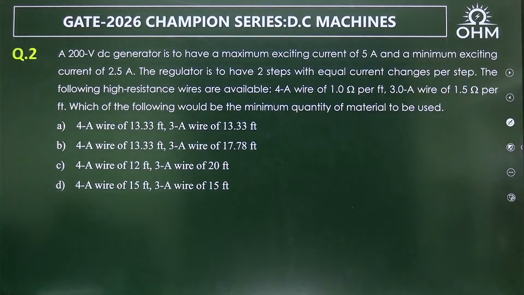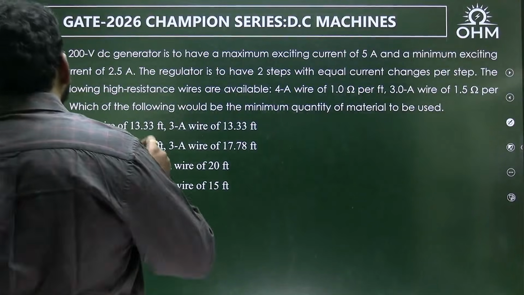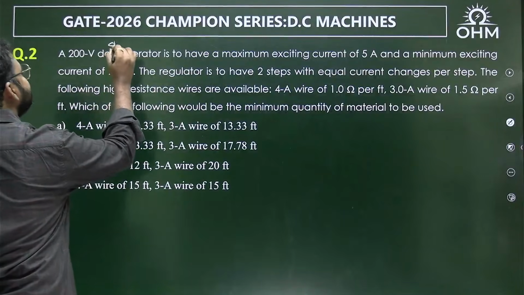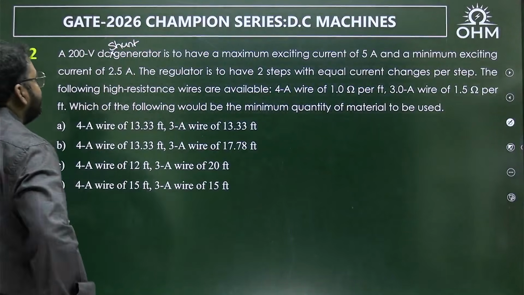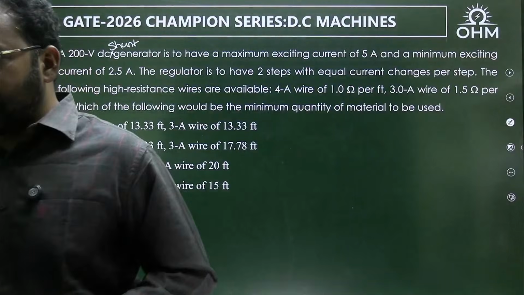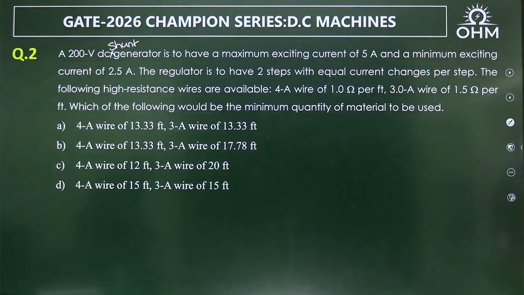I forgot to mention one thing while typing. Please try to understand, this is a DC shunt generator. That's the correct way of giving the problem. It is a 200 volt DC shunt generator. It is to have a maximum excitation current of 5 ampere and minimum excitation current of 2.5 ampere. So the regulator will have two steps. Regulator in the sense of field regulator, guys. Field regulator to have two steps with equal current changes per step.